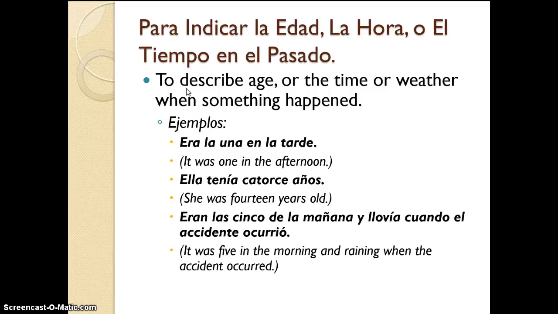Eran las 5 de la mañana y llovía cuando el accidente ocurrió. Okay? It was 5 in the morning and it was raining when the accident occurred. So this accident interrupted the time and what was going on. So this would be a little bit of the last example too, an interrupted action. But again, anytime you use the time and you're talking about the weather, you will speak using the imperfect tense.